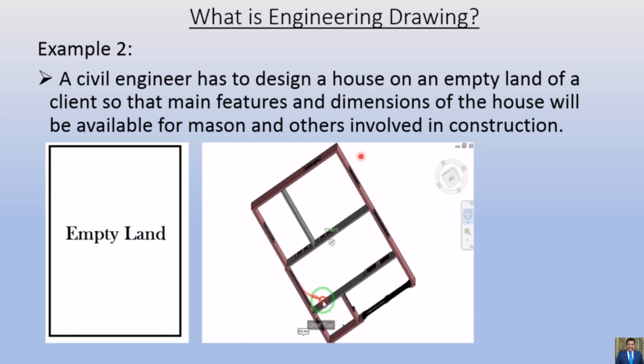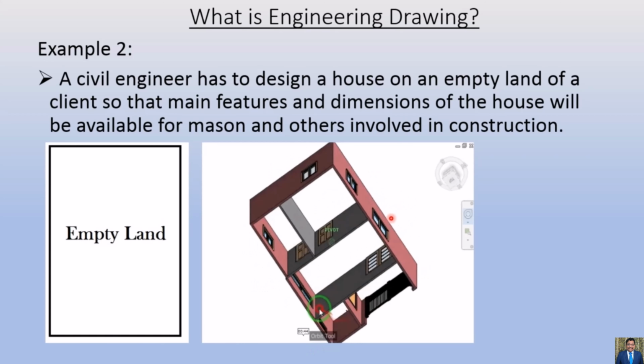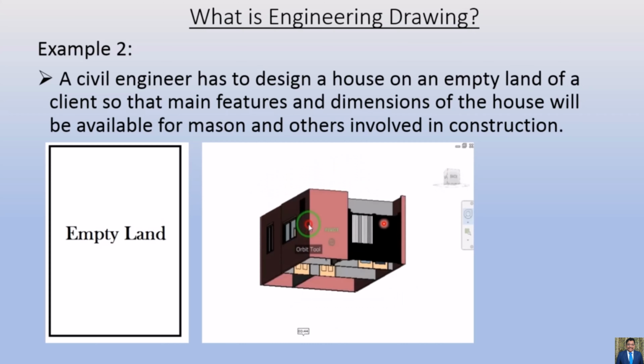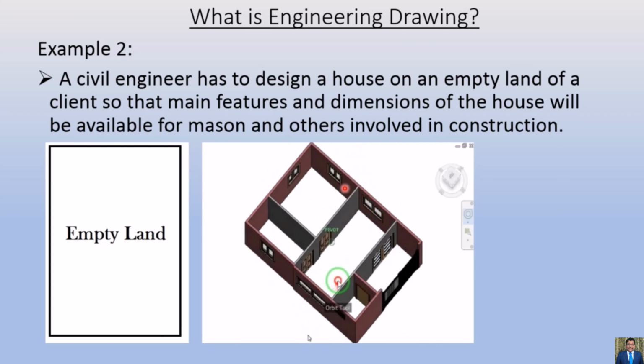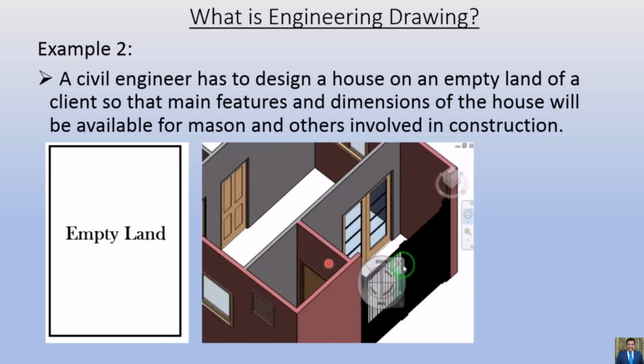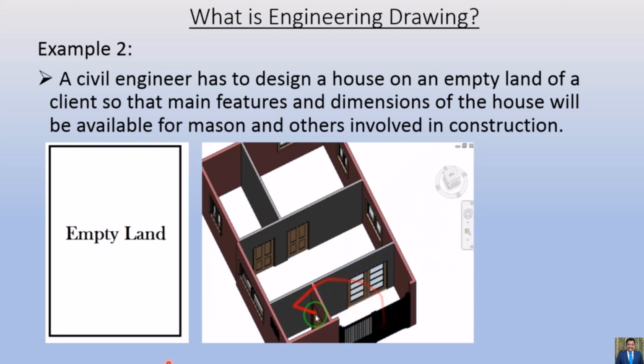See, this is an empty land, and this is the imagination of your civil engineer. Let's just say he has imagined something like this. This is the gate, and these are some rooms. So this is the gate, this is the entrance of this house. Gate, toilet, living room, bedroom. This is the kitchen.